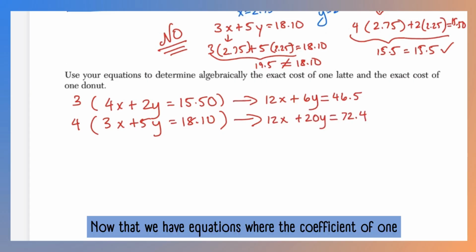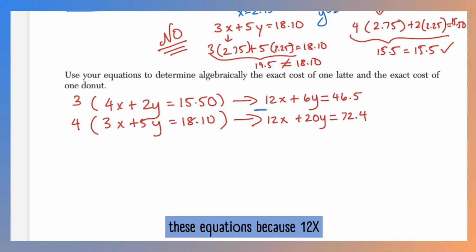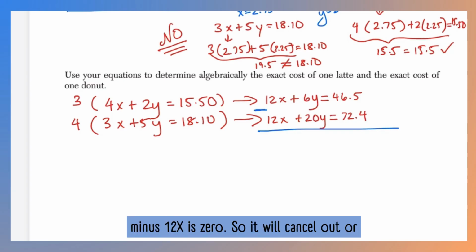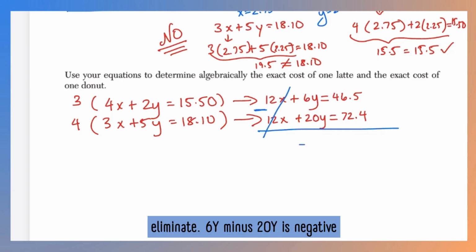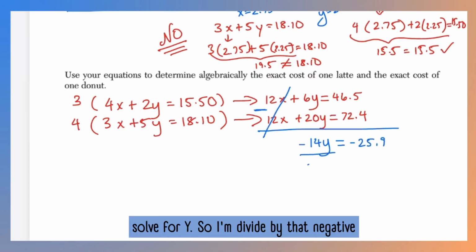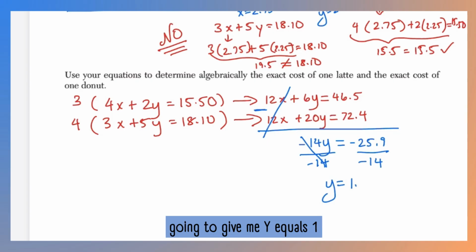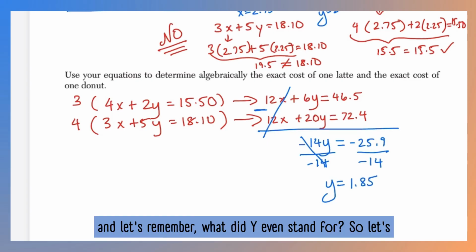Now that we have equations where the coefficient of one of the variables is the same, I'm going to subtract these equations because 12x minus 12x is 0, so it will cancel out or eliminate. 6y minus 20y is negative 14y, and 46.5 minus 72.4 is negative 25.9. I'm trying to solve for y, so I'm going to divide by that negative 14 that was being multiplied by it, and that's going to give me y equals 1.85.